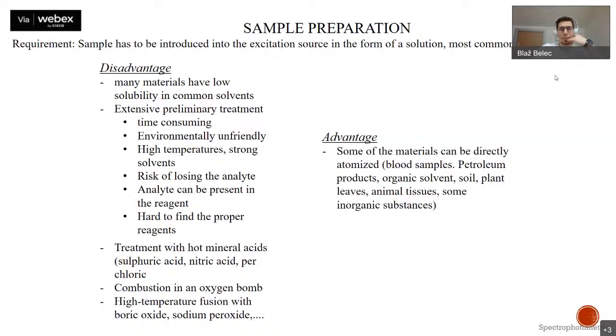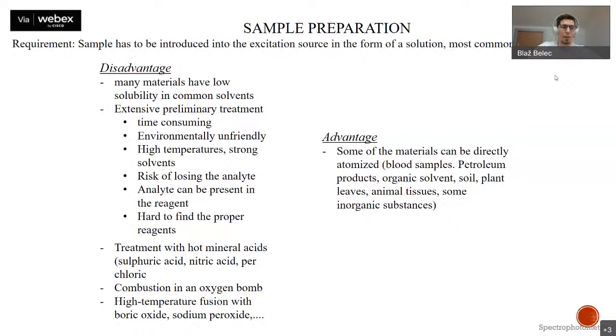A disadvantage of this method is that many materials have low solubility in common solvents, especially in water. In this case, we have to have extensive preliminary treatment, so we prepare the samples in the right form so they are soluble in common solvents. Here we can face some difficulties, because we need to use high temperature, strong solvents, and also some really strong acids or bases and combustion techniques. With everything mentioned, we risk losing the analyte in the sample, or even that the analyte reacts under such strong conditions.